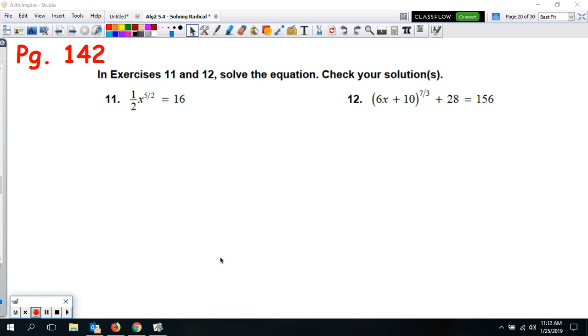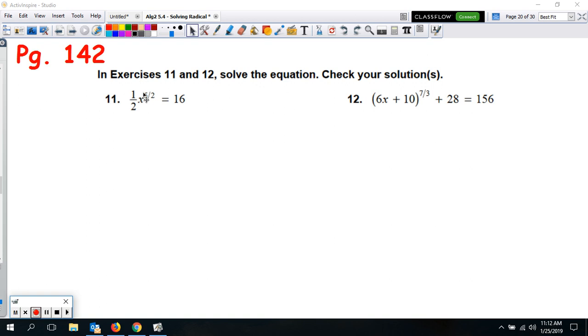Okay, on to page 142. So we have 11 and 12 are a little different. They're showing us an equation. We're still going to solve the equation for x, but we see a rational exponent here. We don't see the radicals, but we know that these can become radicals if we want to change them to that, and that would be fine. But I'll show you how to solve these with the rational exponent still here.